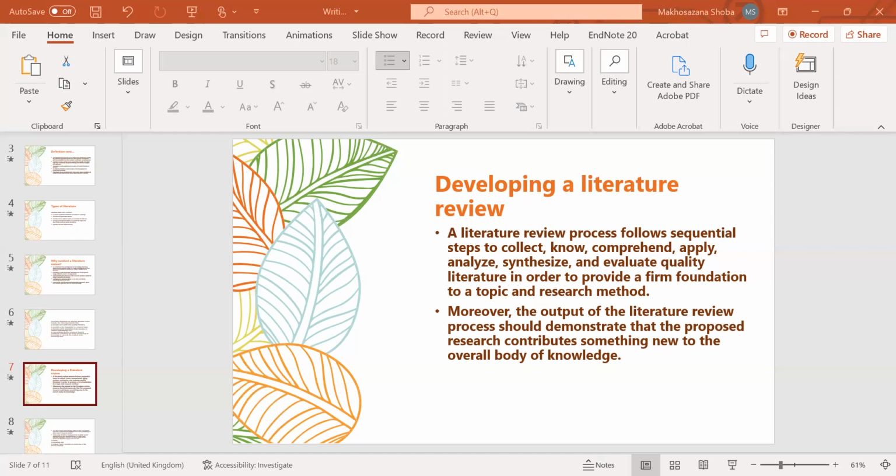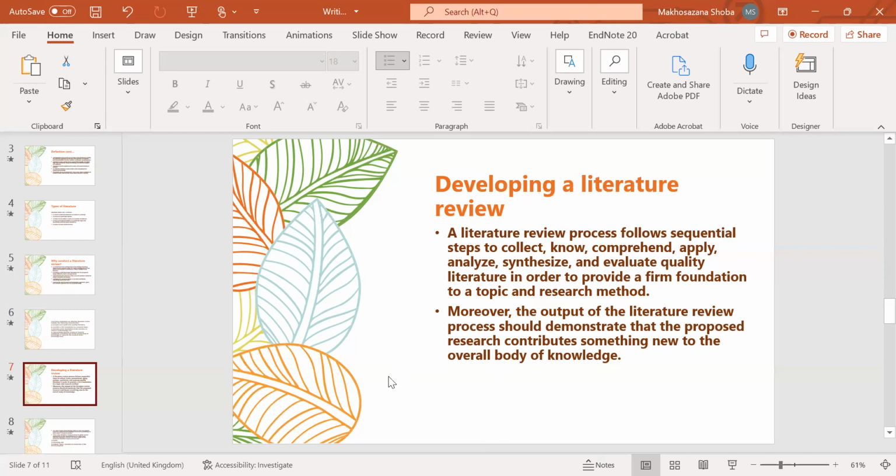So at this stage, you can clearly distinguish amongst opinions, amongst theories, and amongst empirically established facts. So literature review is therefore not just a mere collection of summaries, as I indicated earlier on, but rather engaging with the key activities that I've just shared with you. Moreover, the output of the literature review process should demonstrate that the proposed research contributes something new to the overall body of knowledge.